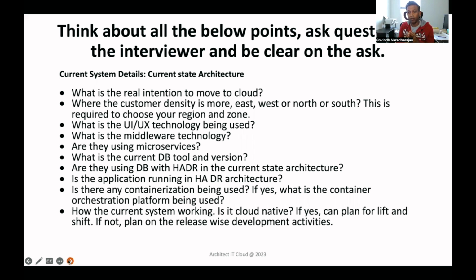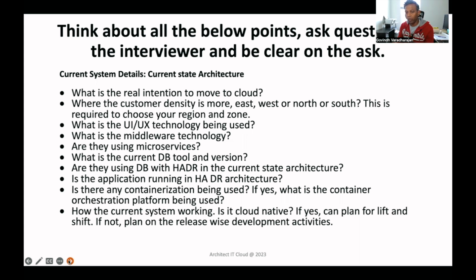And also, if any containerization is being used in the legacy environment, you must always follow that strategy while moving to the cloud too, because they already identified the containerization strategy to address all the high availability issues, so that they can serve the customers better while the application is running on premises, right? A similar strategy must be there in the cloud also when you migrate. So make sure that you understand their containerization strategy as well, and how the current system is working.